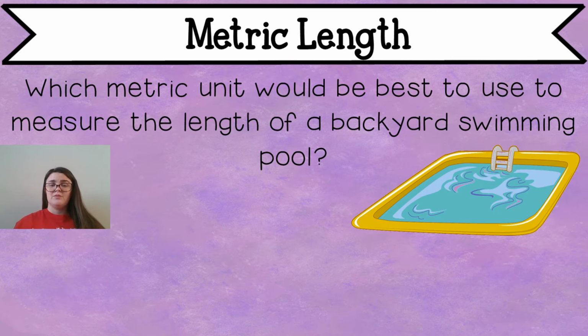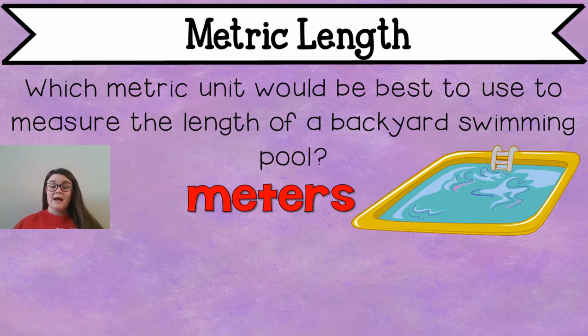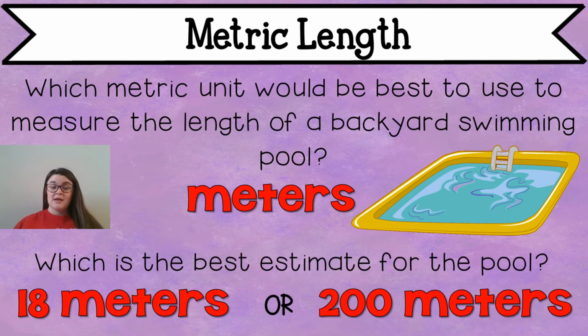Which metric unit would be best to use to measure the length of a backyard swimming pool? Would I measure it in millimeters, in centimeters, in meters, or in kilometers, like miles? The answer should be meters. I would measure my pool in meters. Which is the best estimate or guess for the amount of meters that my pool would be? Do you think it would be 18 meters or 200 meters? Which one makes the most sense here?